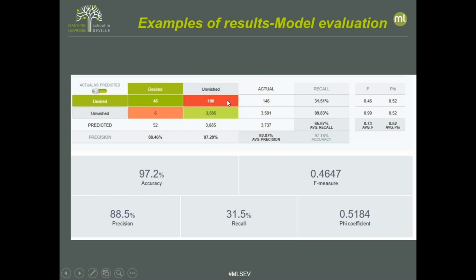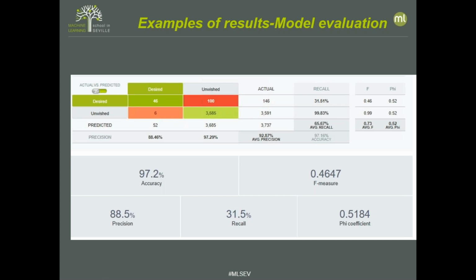First, what we saw is that it was very unbalanced because there were very few positive results and a big amount of results that were unwished. So at the end, even though it was obtaining a very good accuracy and good precision, the recall was poor.